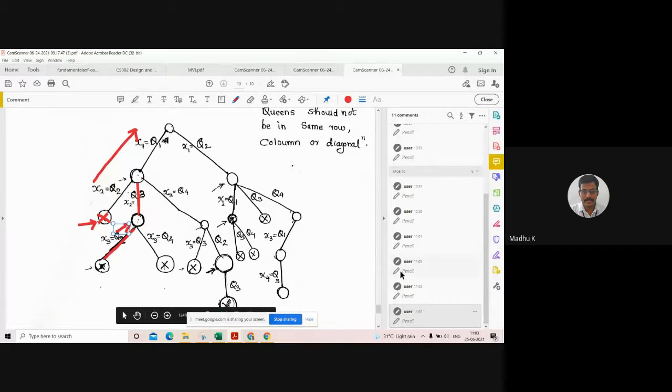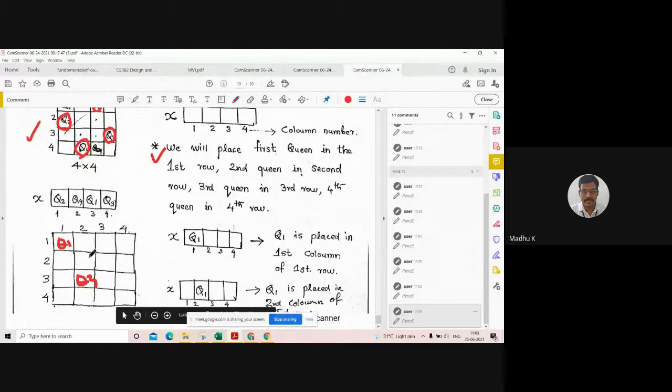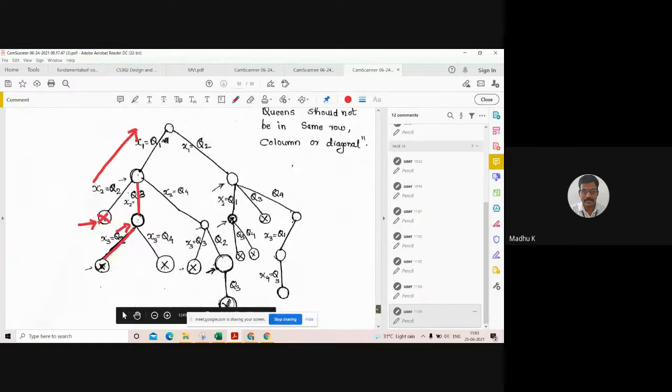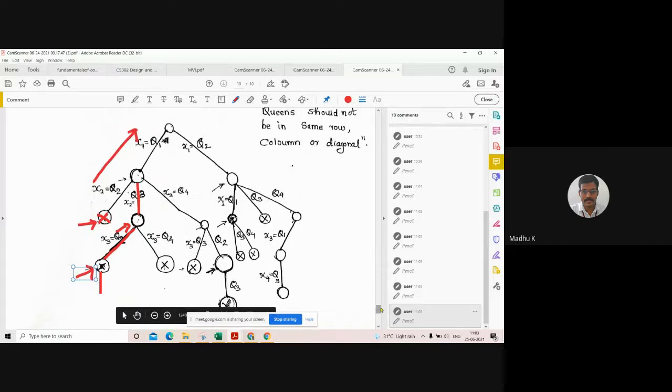I will place Q2 at the third column. So I will place Q2 here. Next I reach this state. From this state, before creating the next node, I will check whether this solution is acceptable or not.